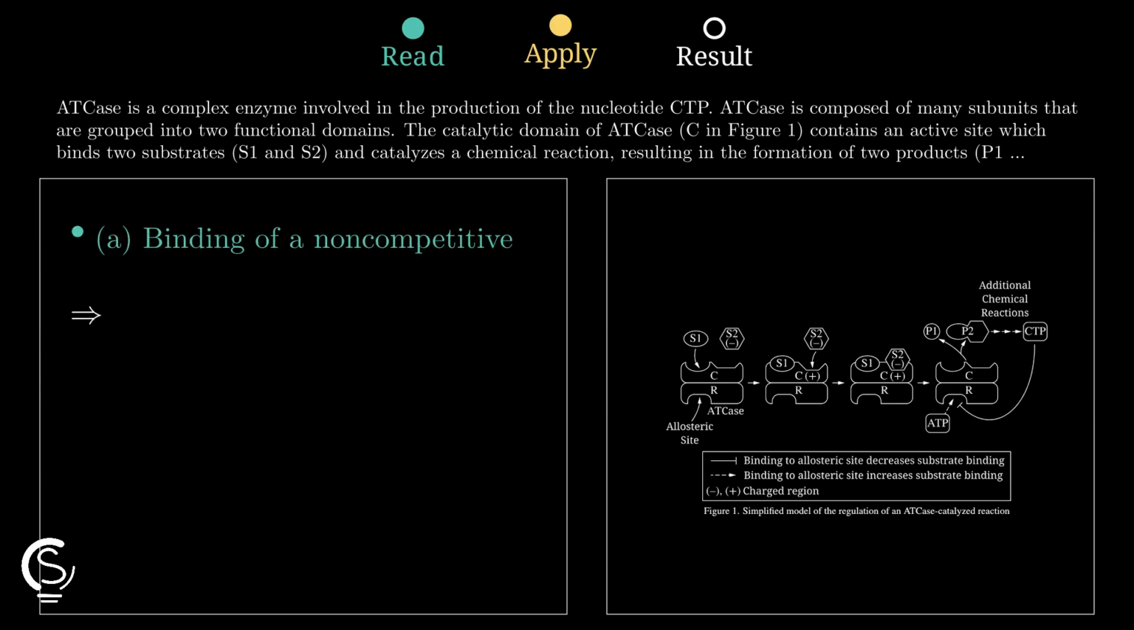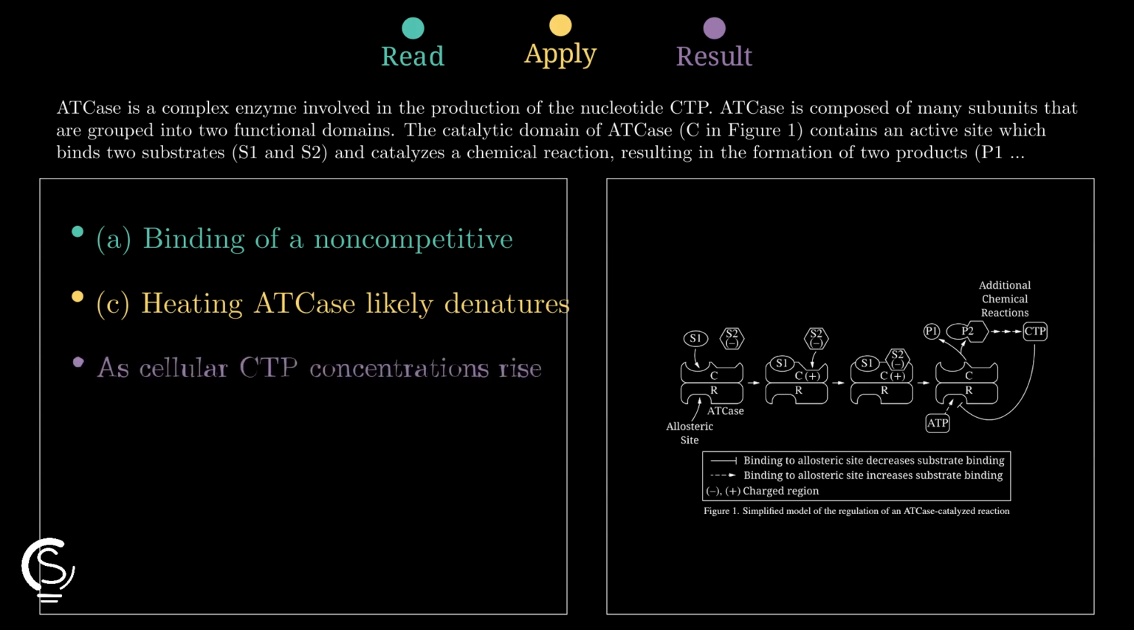Part C, heating ATKs likely denatures the regulatory R domain or disrupts the physical connection between the domains. To represent this, the model should be modified to show the C and R domain separated or the R domain shape significantly distorted, while the C domain maintains its functional active site.